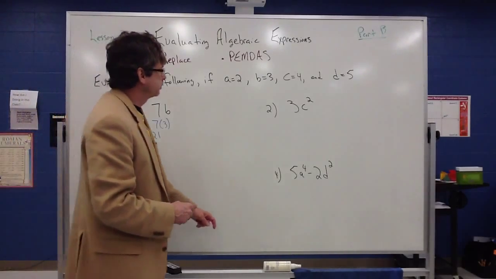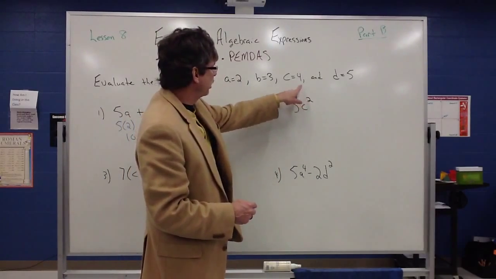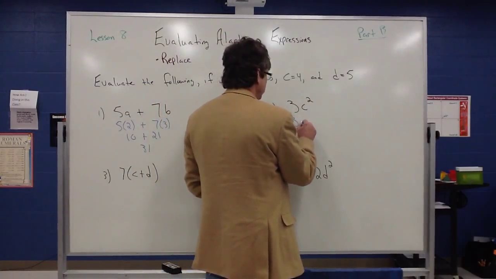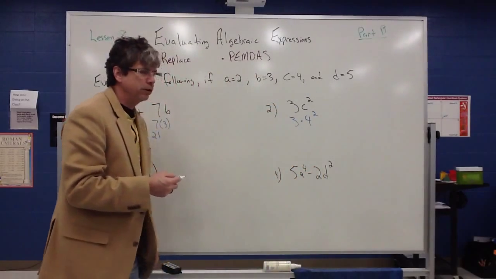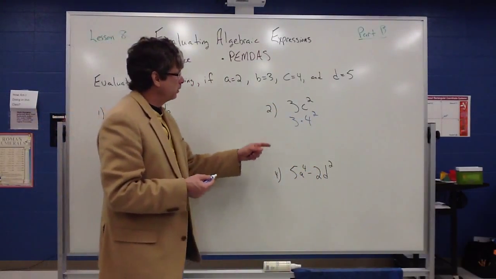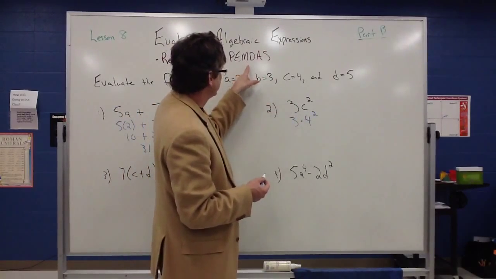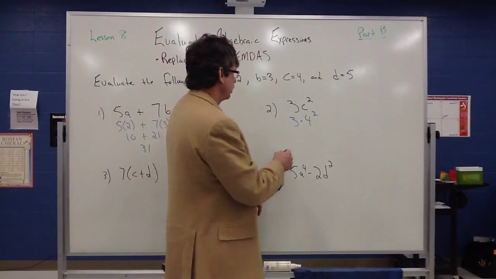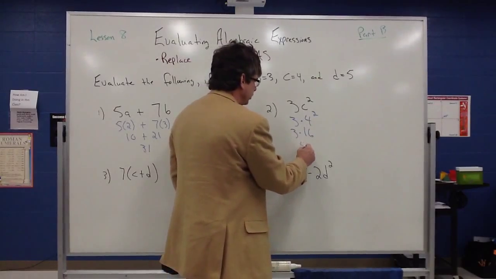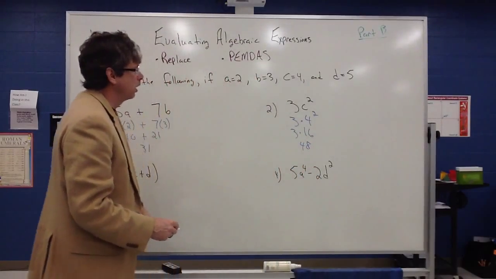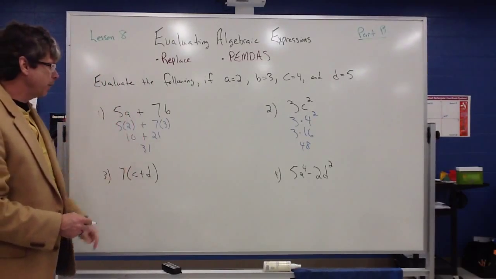Let's look at example 2. So we have 3 times c squared. In this case, the c is being replaced by a 4. So it's going to be 3 times 4 squared. You also can use a dot to show multiplication if you like. Following order of operations, exponents come before multiplication, so I have to square the 4 first. That gives me 3 times 16, and 3 times 16 ends up being 48 as our answer. So that's what we mean by evaluate. You substitute in and then just work the problem out.